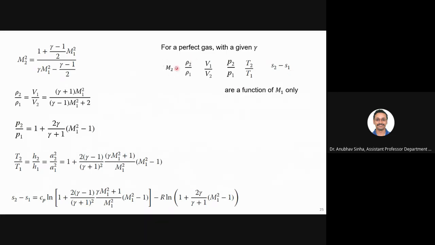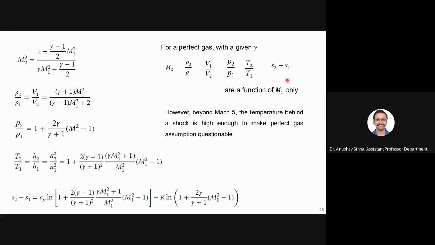M2, density ratio, velocity ratio, all these are simply functions of M1. No other parameter is required. If you know M1, you can calculate these ratios. Okay. Now there is an important thing that you should know: if you go to very high Mach numbers, let us say beyond Mach 5.